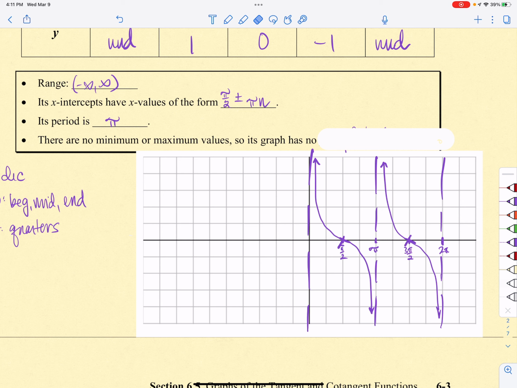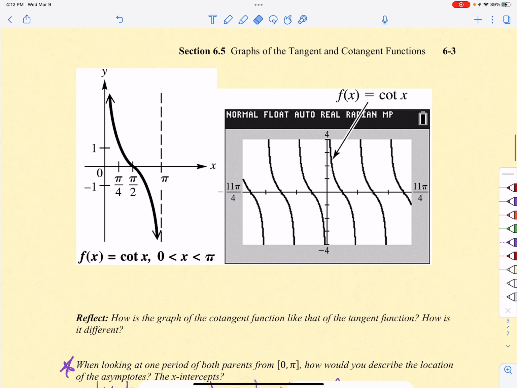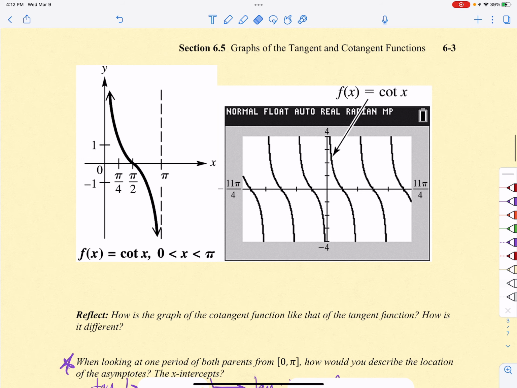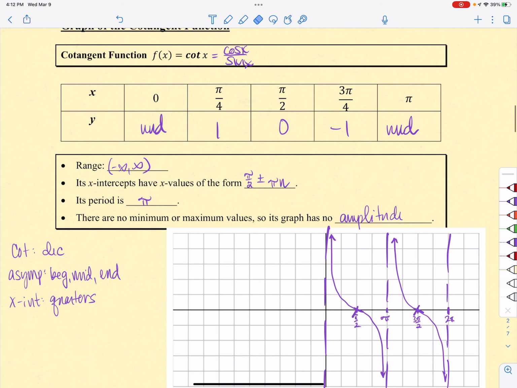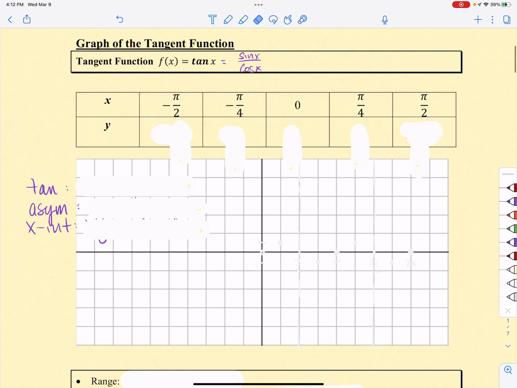Once again, just like in secants and cosecants, there are no maxes or mins, so we have no amplitude. All right, and you can see here I've got a calculator version of cotangent as well as a textbook version of cotangent. All right, let's go backwards then and do our tangent graph.